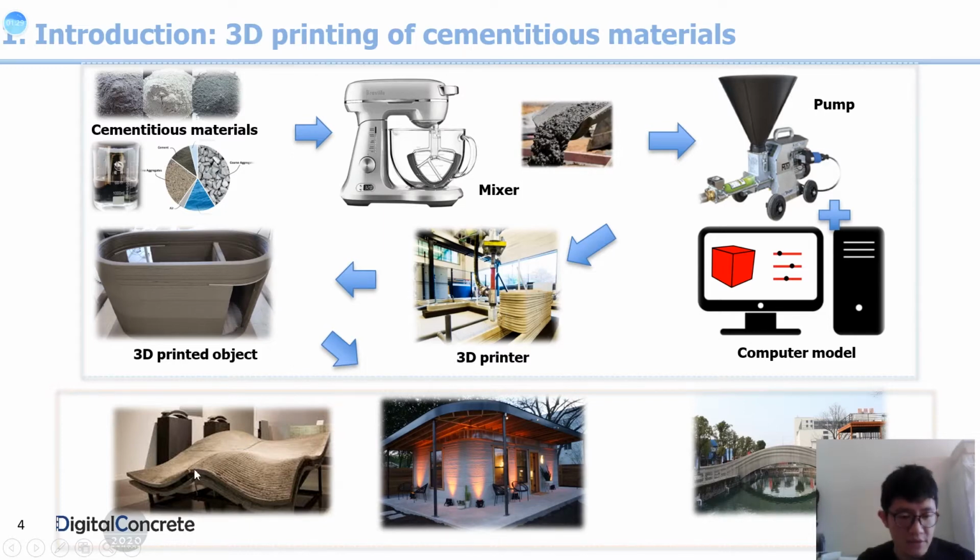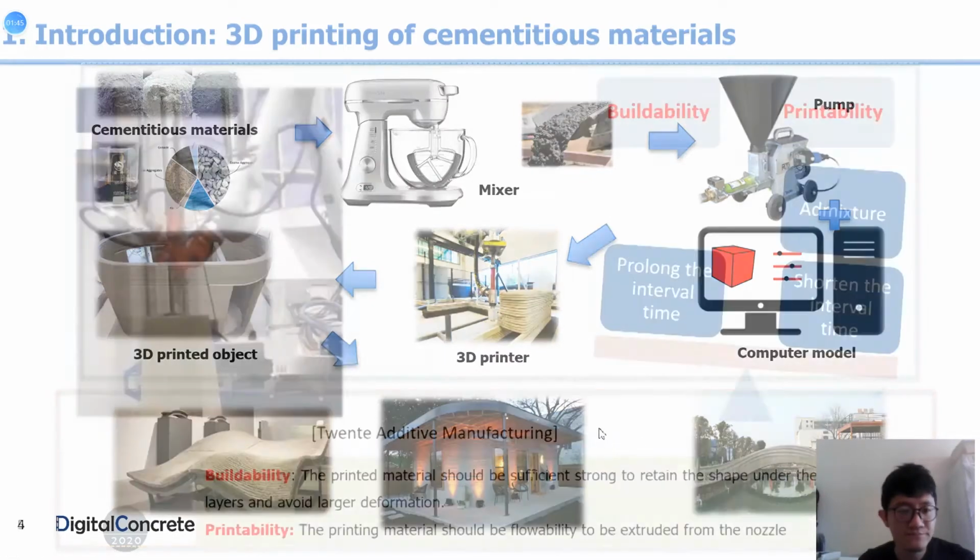Here, there are 3 3D printed objects. The first one is from a university. The second one is a 3D printed house. The last one is a 3D printed bridge. From these 3 objects, we can see the 3D printing technology has been put into real use for civil engineering.